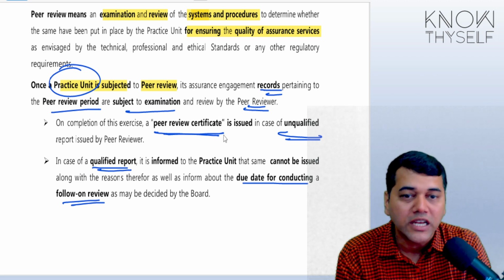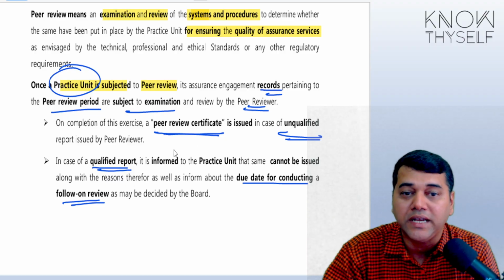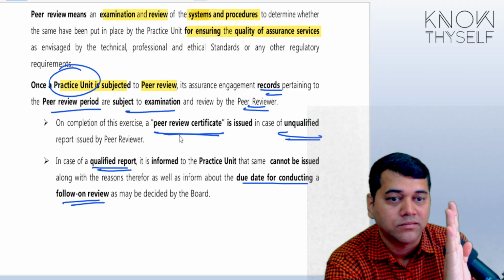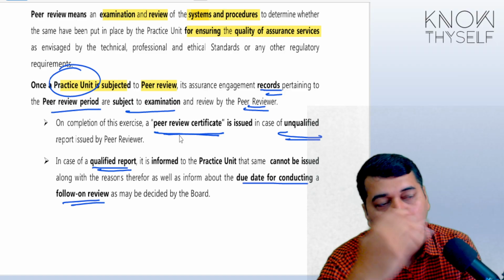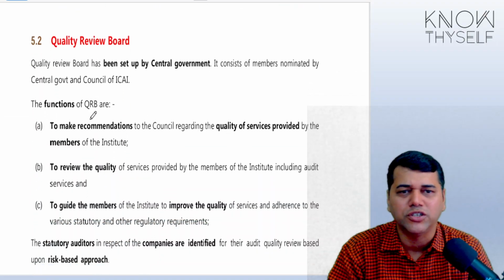I want to give you a clean report because today having a peer review certificate is considered a pride. You go to the companies and show, look, I'm peer review certified, please give me audit. If you have got a qualified opinion, then who will give you audit? So this is all about your peer review. That's it. This is what you need to know.